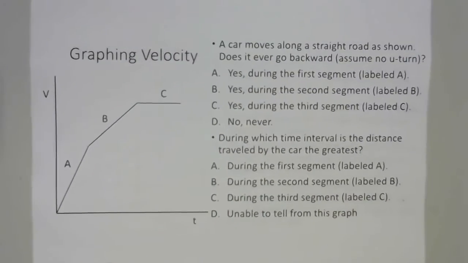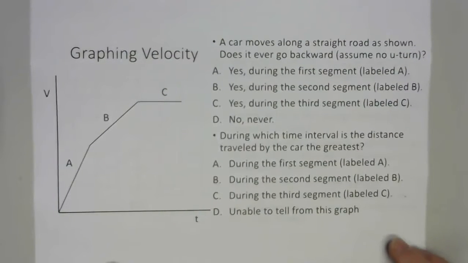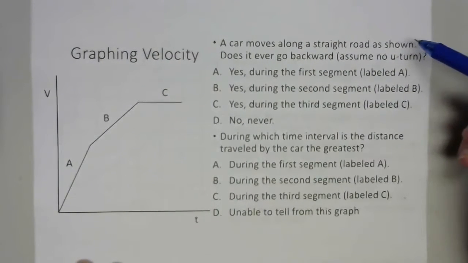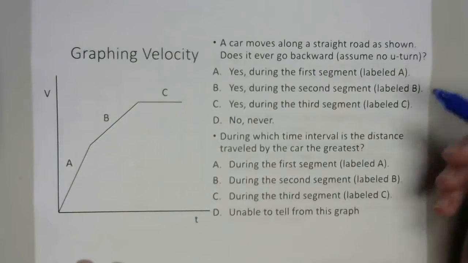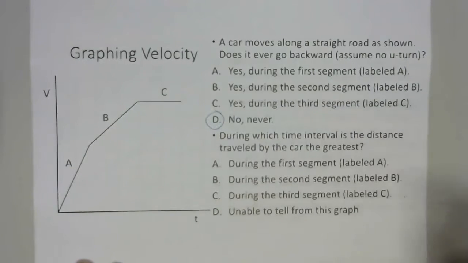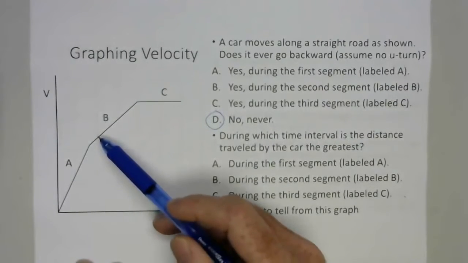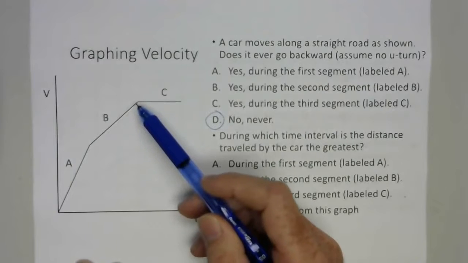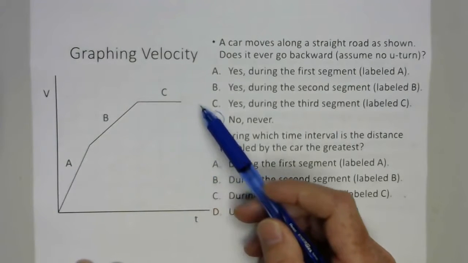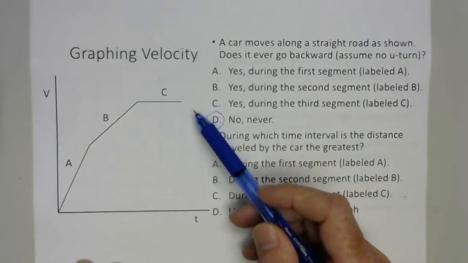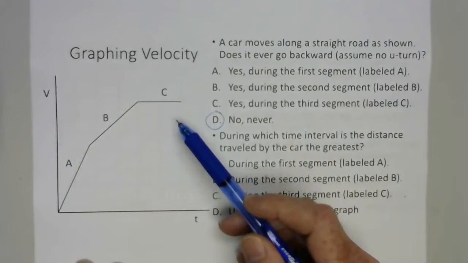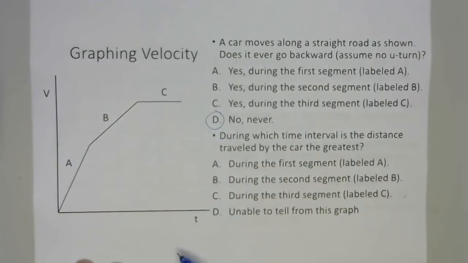If we look at the same graph, just a couple more questions. If a car moves along a straight line, does it ever go backwards? The velocity would have to be negative for it to go backwards. So the answer would be no, it does not. It goes forward at a little bit faster rate, goes forward at a little bit slower rate, continues going forward at a constant rate, but to really go backwards, I would have to get into the negative velocities down here, and the graph never goes there.